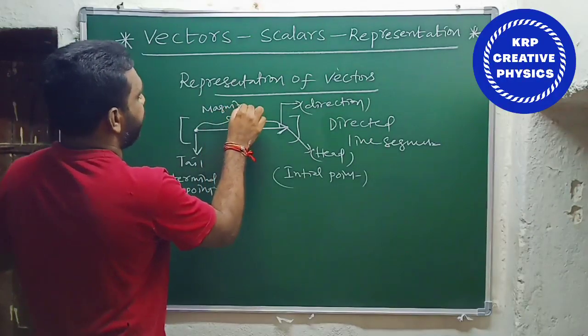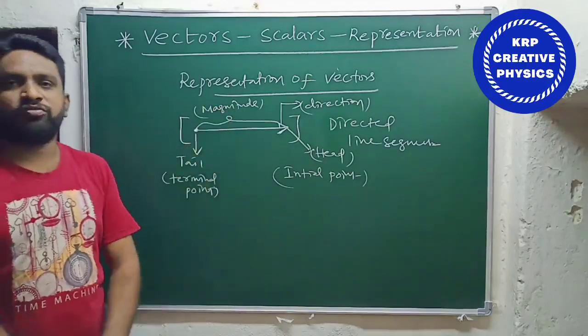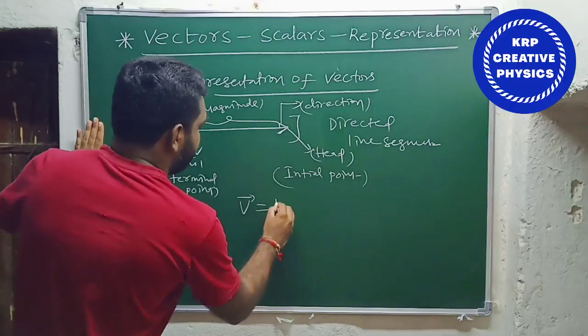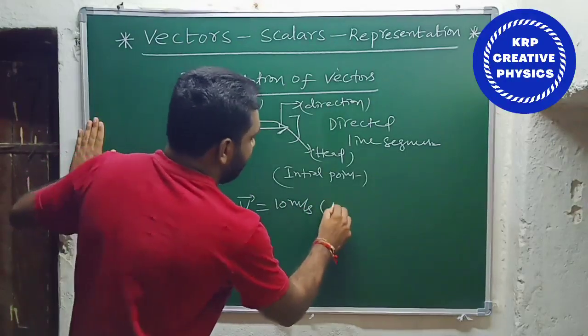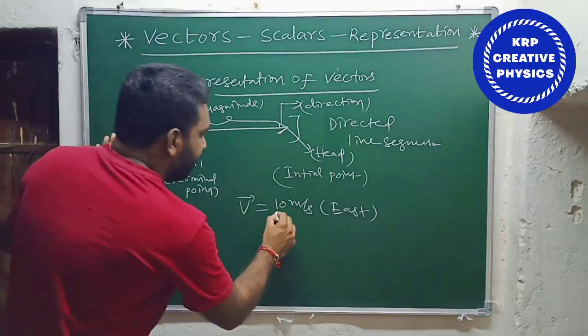So the length of the line gives magnitude. What is magnitude? Magnitude means value. For example, the velocity of an object is 10 meters per second along east. So we are considering one example. In this, 10 is a value.